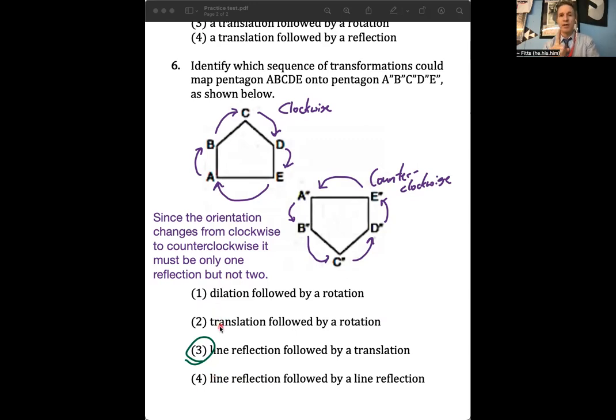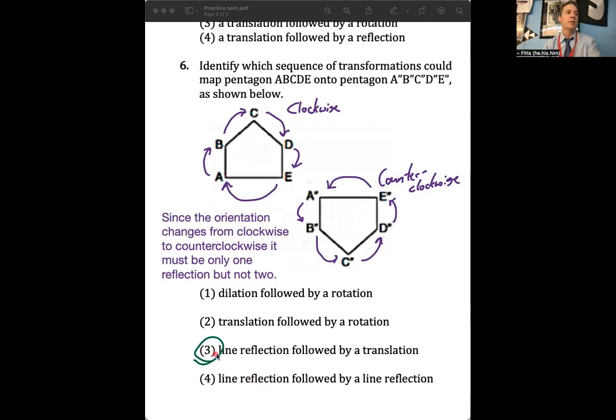It needs to have 1 reflection and only 1, or it could be any odd number of reflections. You can't have an even number of reflections, because if I flip it 3 times, 1, 2, 3, it's back to backwards again. So there's a reflection by line, nope, not that one. So it's gotta be number 3.